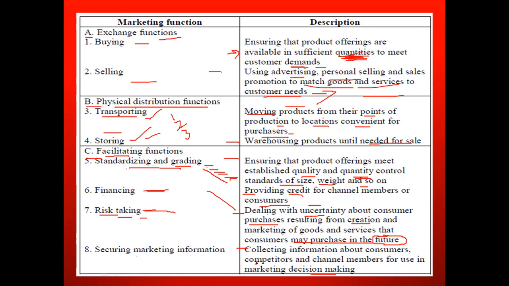And also the competitors. Whoever the competitors are, they will collect the information. Suppose there is the same shop in the next street: you are having one rice merchant shop, and after 2 streets there is another shop, also a rice merchant.